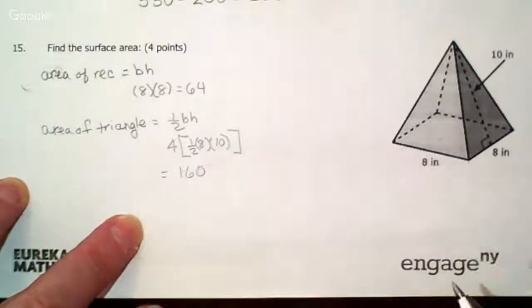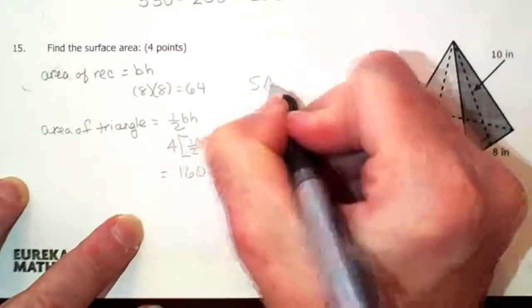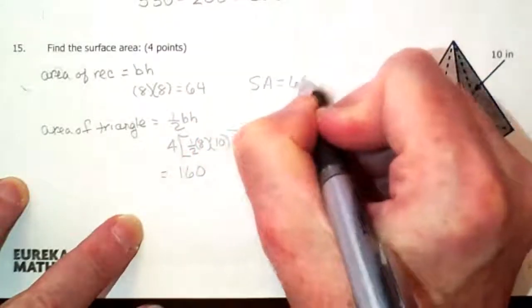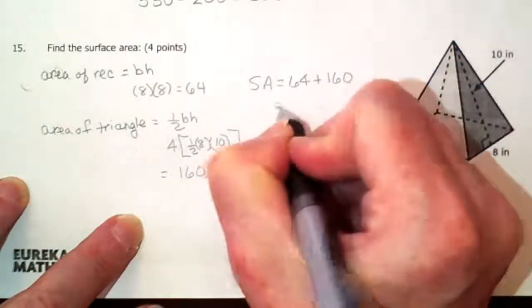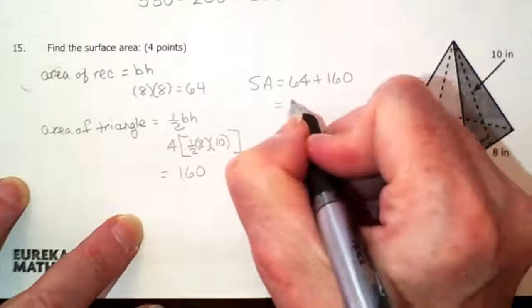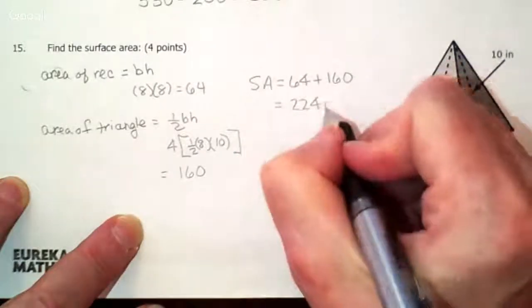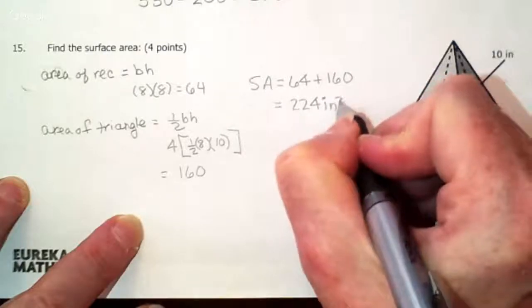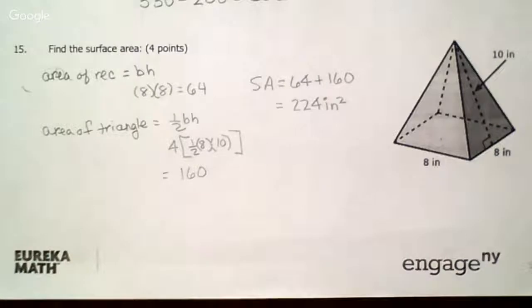And then we need to add those together. So our surface area would be 64 plus 160, which would be 224 inches squared. This is the end of the module review.